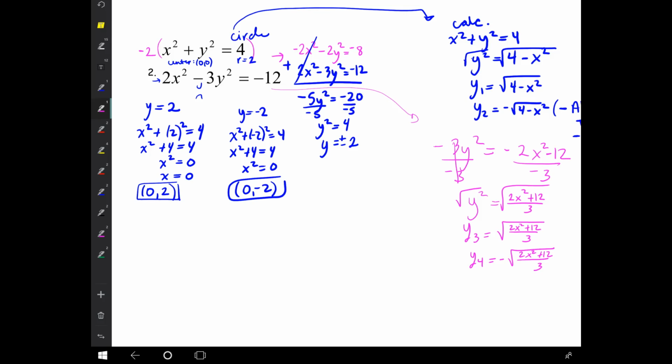And now what am I going to do to find those points of intersection? Press second trace. I gotta wait till it's done graphing. Second trace. Go to intersect.